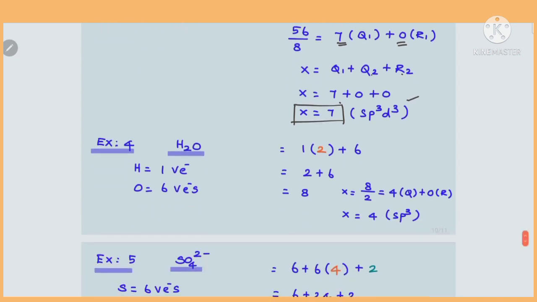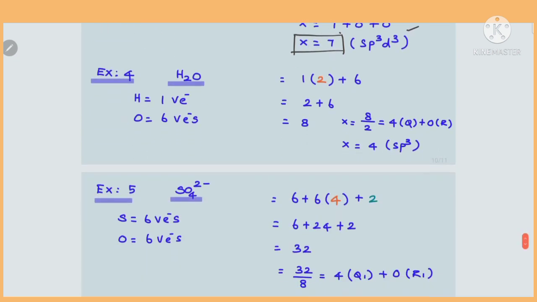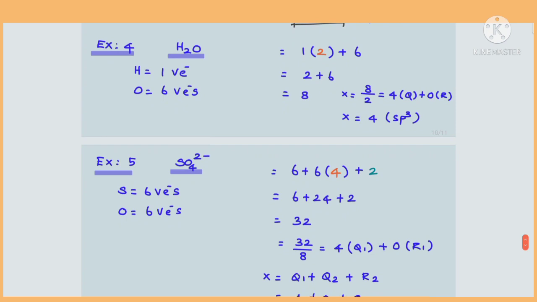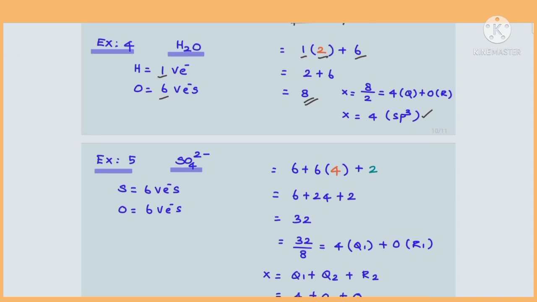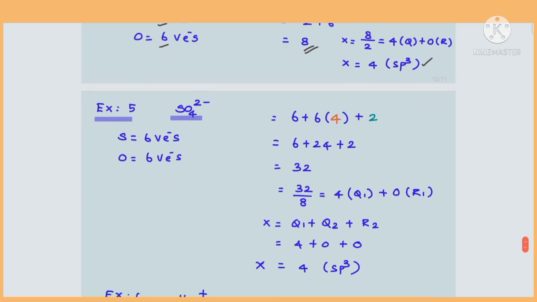So example number 4, water. Hydrogen valence electron 1, oxygen 6. So the valence electron of hydrogen into the number of hydrogen atoms plus the valence electron of oxygen. So you are getting 8. If you get 8, the hybridization will be sp3. It's like methane and ammonia also. So ammonia, methane, H2O, they have the same kind of hybridization, sp3.